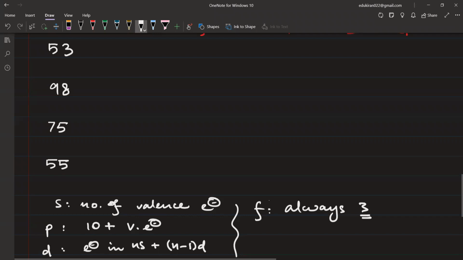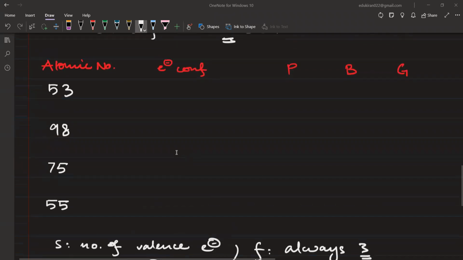We can use this, that will be helpful. If you are confused about the block, leave the block for now. Do electronic configuration. If you are confused with the group number, then do the period and block. Okay, and electronic configuration.